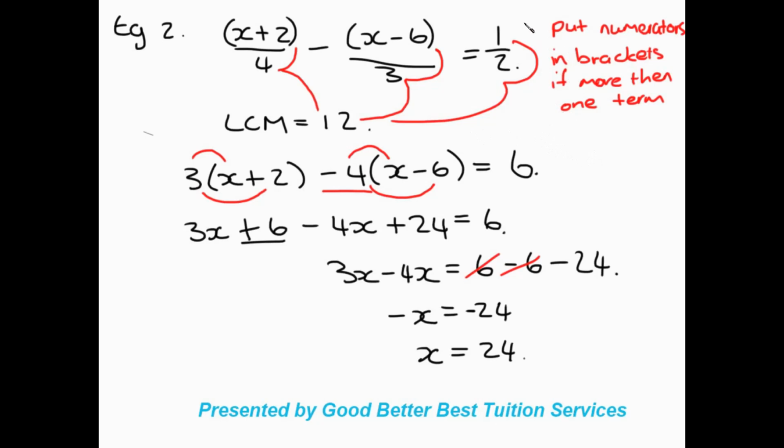Second step is always going to be finding your LCM. And then what do we do with this LCM? We divide by the denominator. And then what do we do with that? We times it by the numerator. And then from there we can just solve for x like we know how. Okay?